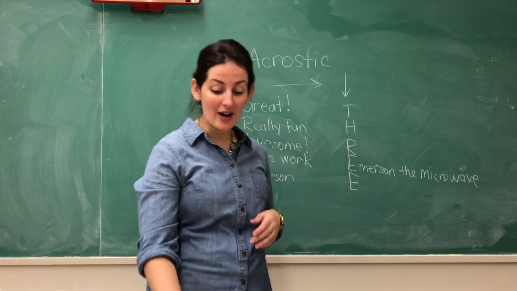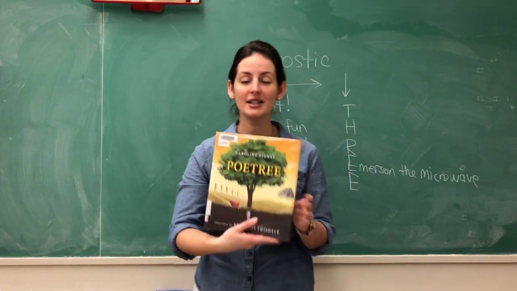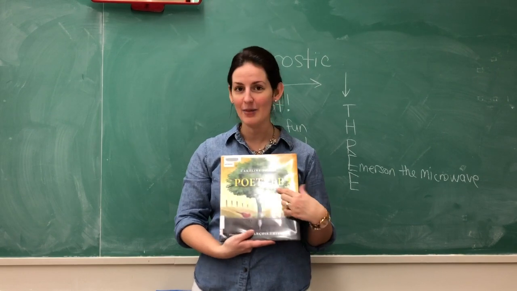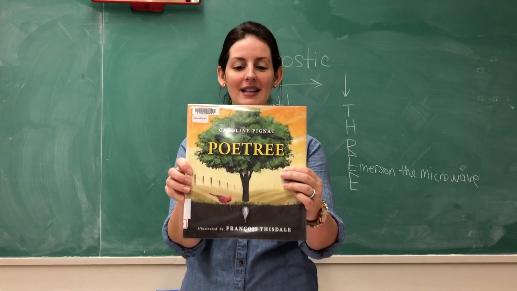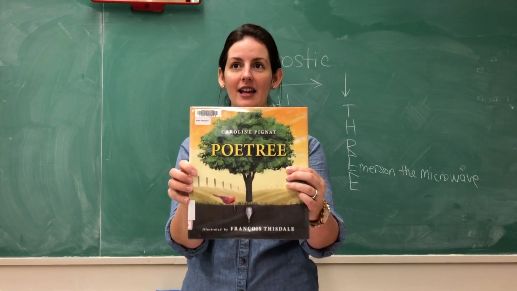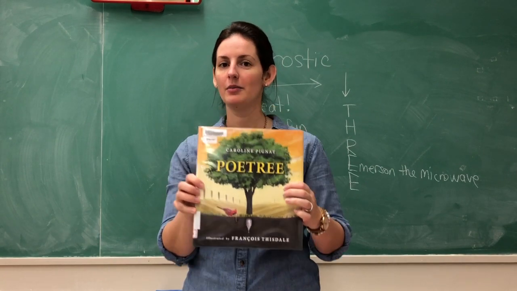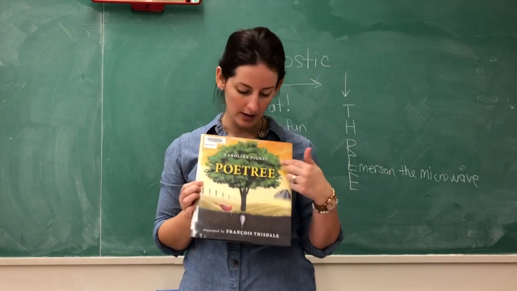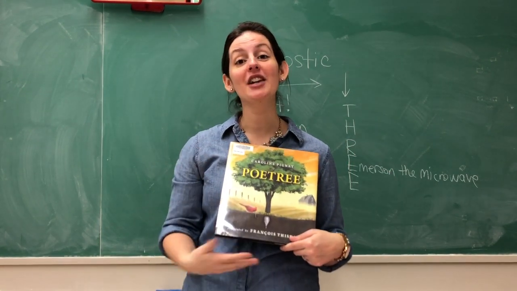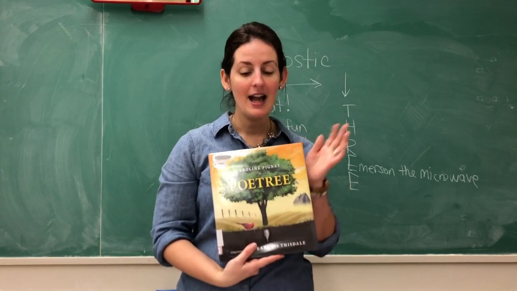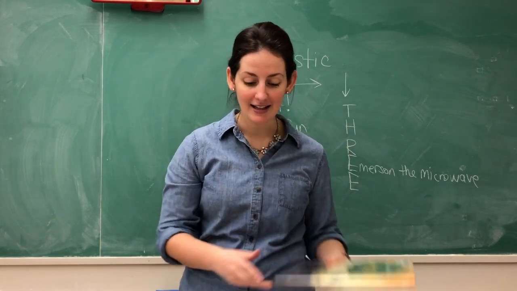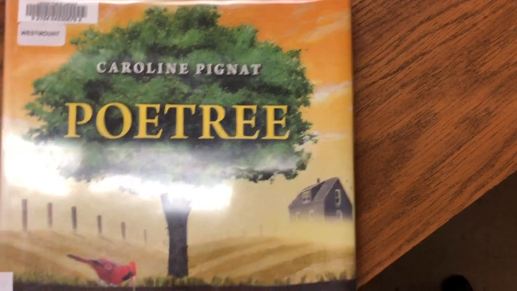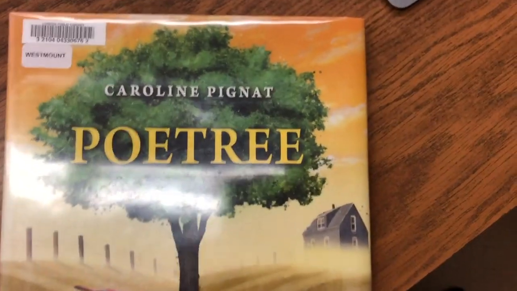We are going to move on now, and we're going to read a book. It's called Poetree, but you'll notice the word tree is spelled like it's a tree that grows outside. Poetry is usually spelled with a Y. So these are nature acrostic poems. Let's go through them and see what it looks like. All right, let's read this book called Poetree.